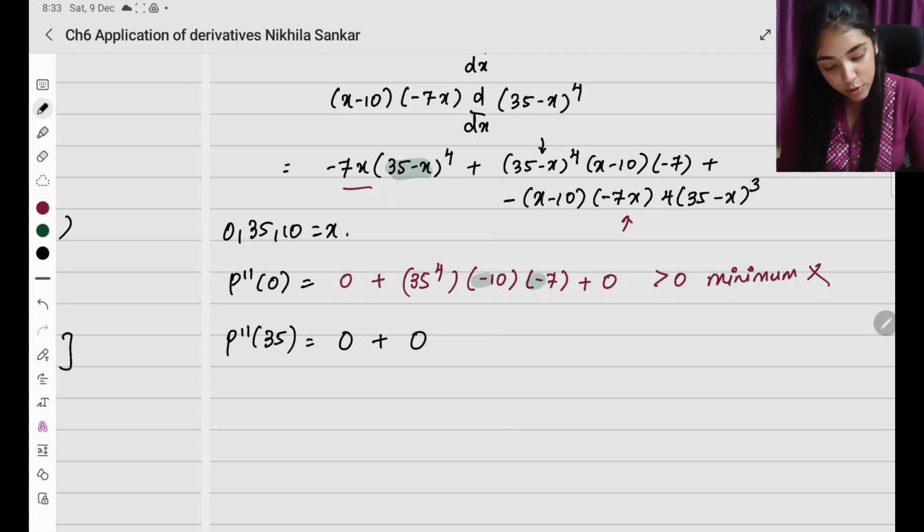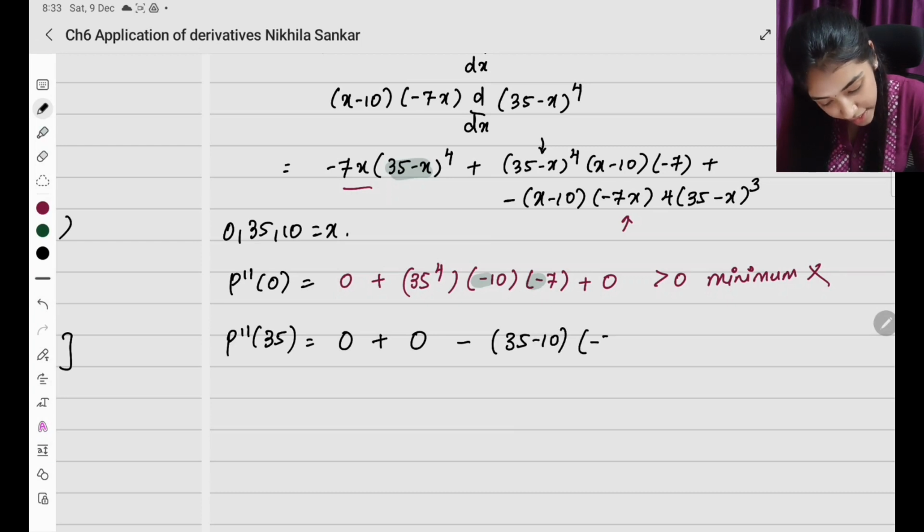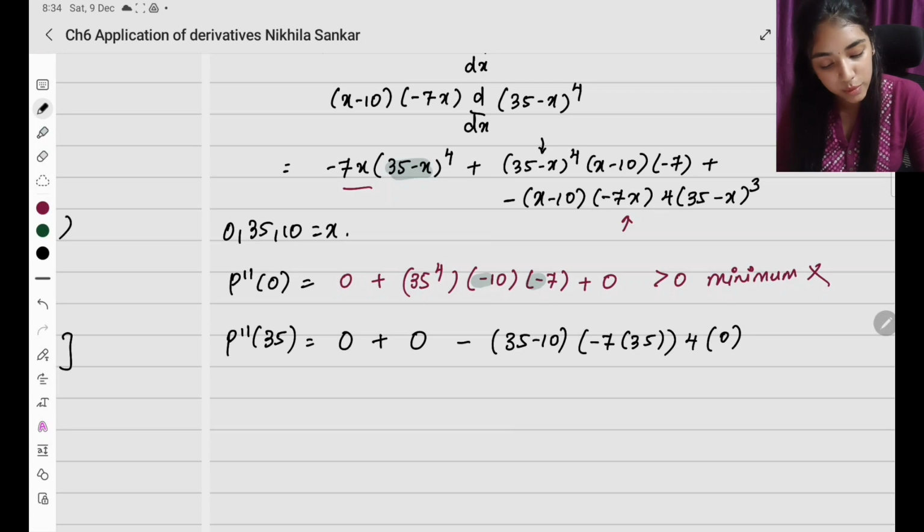4. This becomes 0. Now for the last term, when I substitute, I have a minus. So minus times (x minus 10) is going to be 35 minus 10 times minus 7 into 35 plus 4 into 35 minus 35 the whole cube. I also have a 35 term here, so this is also going to be 0. So basically this is 0. So this is not considered.